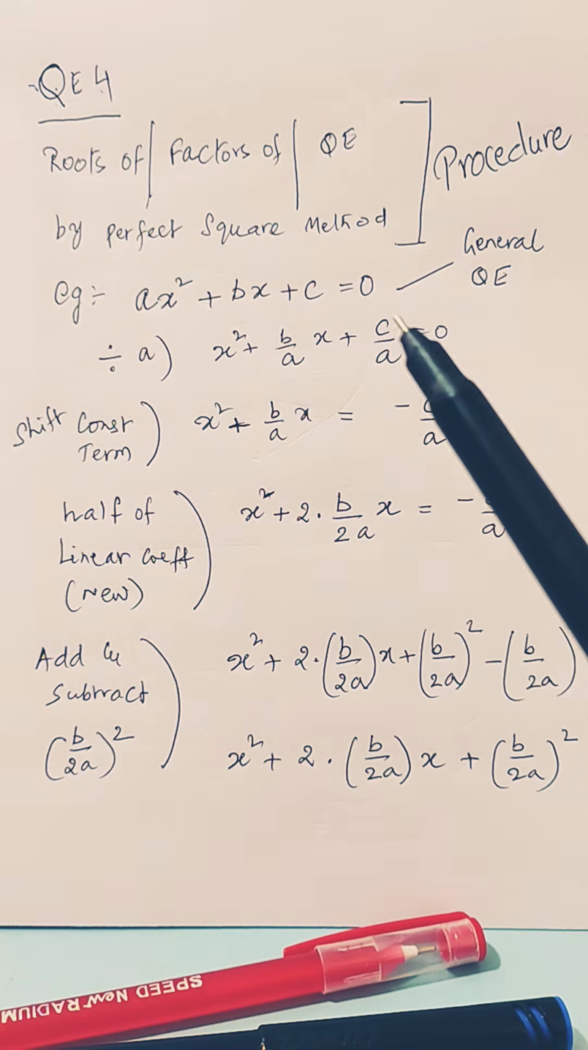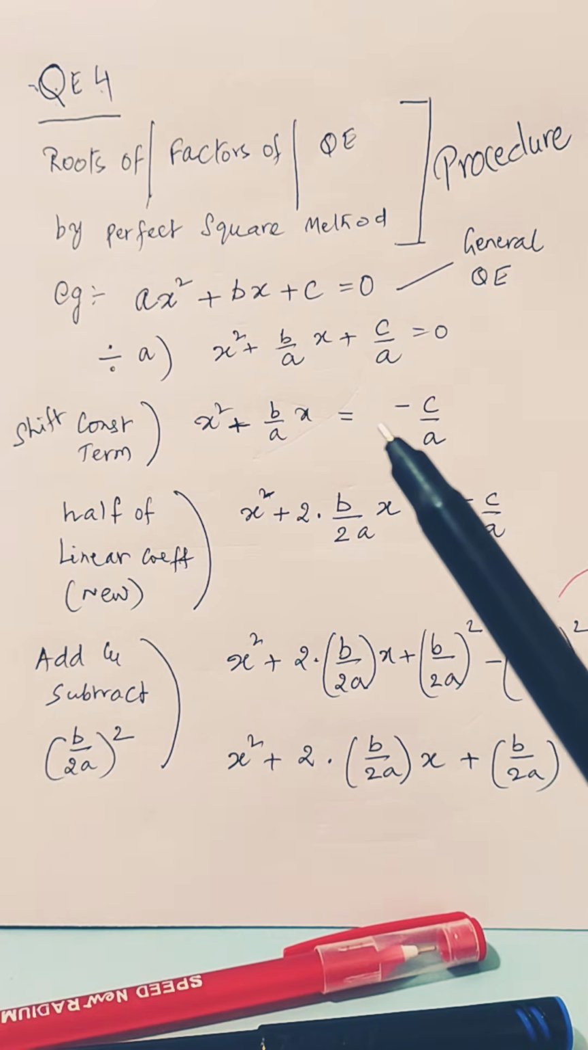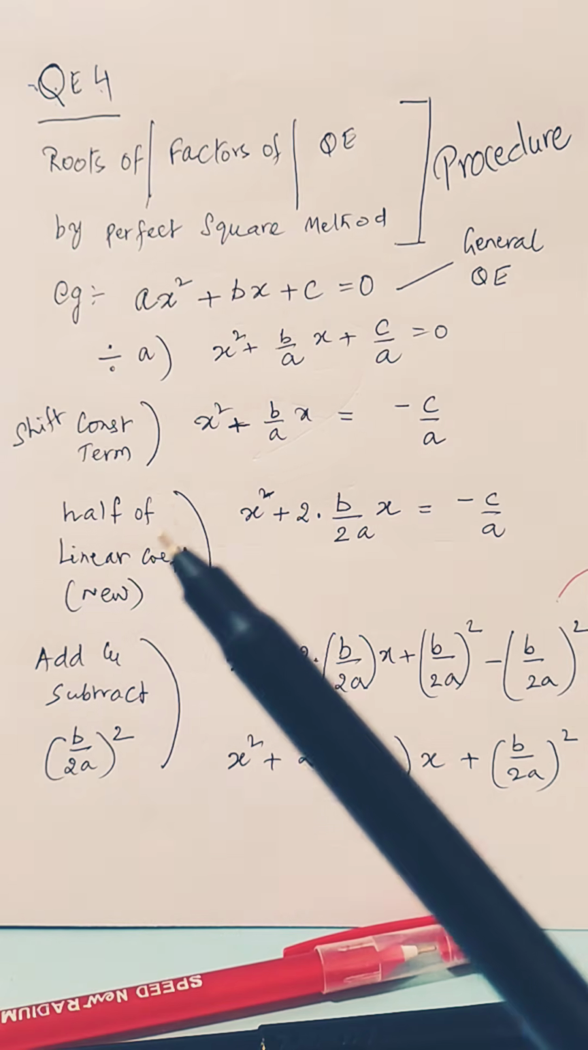Then shift the constant term. Now what is the constant term? This is the constant term, that is c by a is the constant term. That c by a will go to the right hand side, becomes minus c by a. Okay, what is the next one?